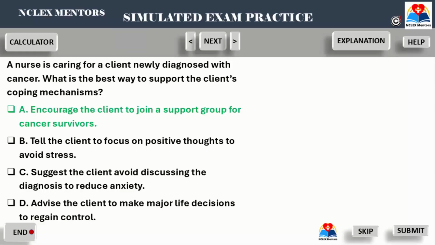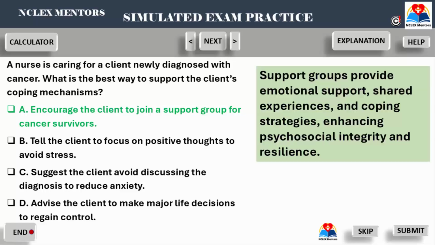Take a breath. Now think, what would you need in that moment if it were you or someone you love? Let's go through each choice. Option A, encourage the client to join a support group for cancer survivors. Yes, 100% yes. This is the best way to support someone emotionally in this situation. Support groups connect people with others who truly understand because they've been there. It offers shared experience, emotional validation, coping tools, and hope. It's compassionate, it's empowering, it's therapeutic. This is psychosocial nursing care at its best.